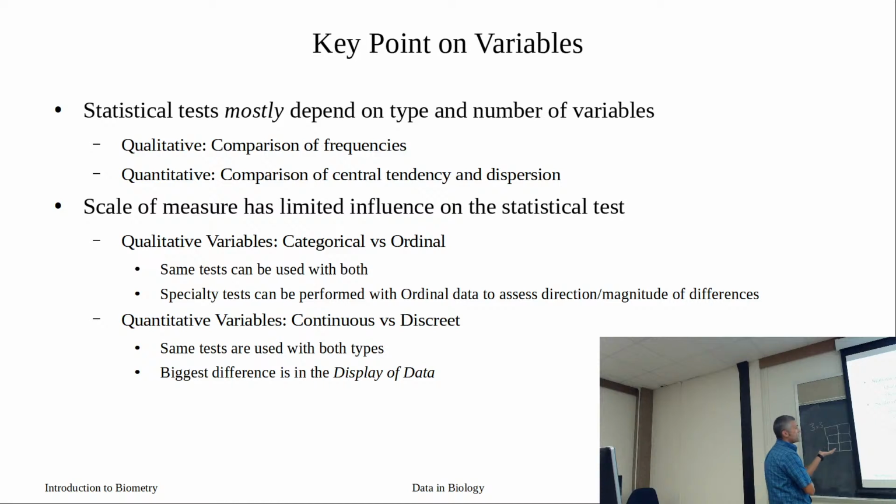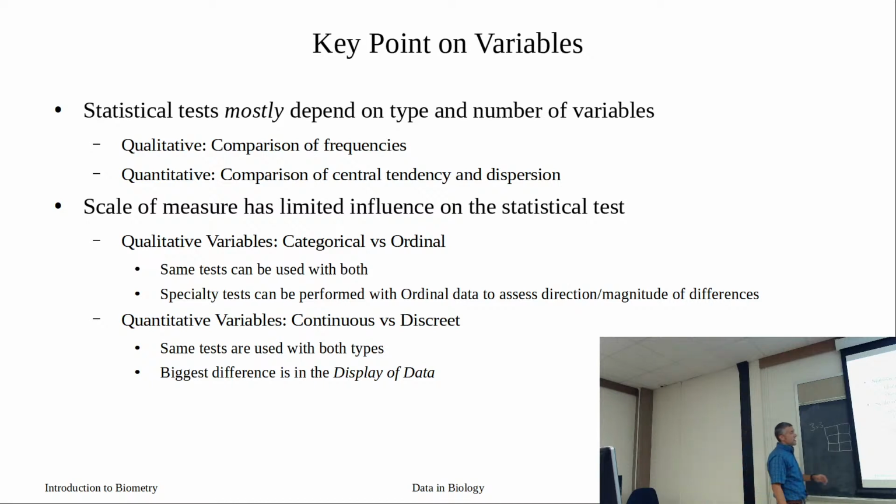All right, so if we have a qualitative variable, we're typically restricted to analyzing frequencies. Are the frequencies the same? Maybe do the frequencies match what we observed at another time point? If we're working with quantitative variables, then we're going to be working with tests that allow us to compare measures of central tendency and measures of dispersion. All right? Scale of measure has very limited influence. So, qualitative versus quantitative, that was really where our big differences fall.